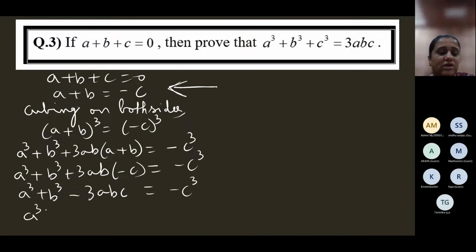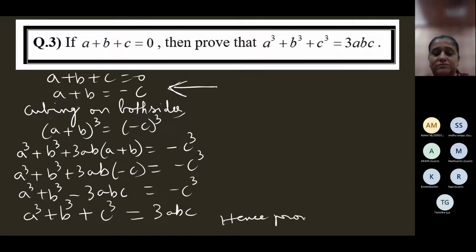So on transposing accordingly, A cubed plus B cubed, minus C cubed to the LHS, so plus C cubed, is equal to minus 3ABC to the RHS. So A cubed plus B cubed plus C cubed is equal to 3ABC. Hence proved. Yes, children, write down.